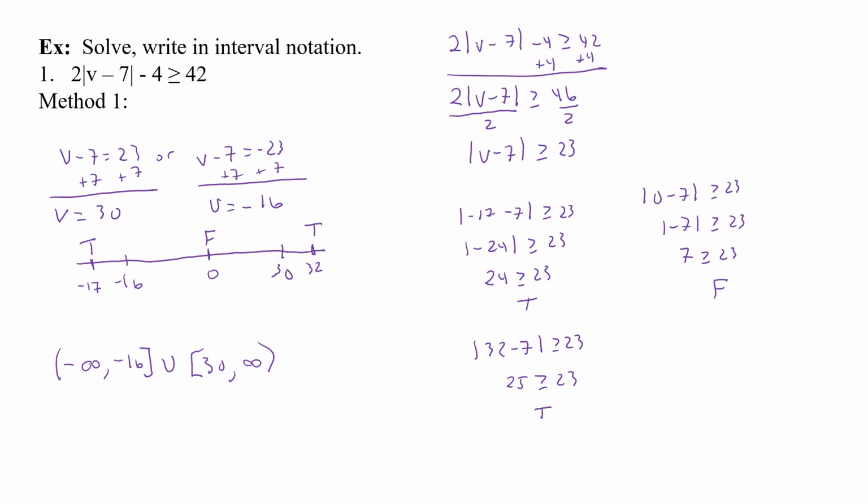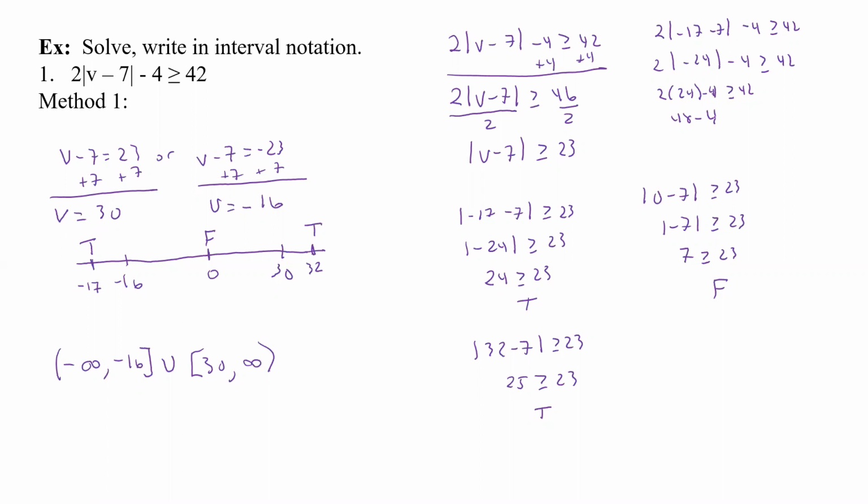Now again, we could have plugged it back in here, and that would have been the more technically correct way, but we've already done all the math here, so we didn't have to. But if we did it the original way, let's test one of them. We can do negative 17. Negative 17 minus 7, minus 4, greater than or equal to 42. So we have 2 times the absolute value of negative 24, minus 4, greater than or equal to 42. The absolute value of negative 24 is 24, so we have 2 times 24, and then minus 4 greater than or equal to 42. So 48 minus 4, wait, is that 48?